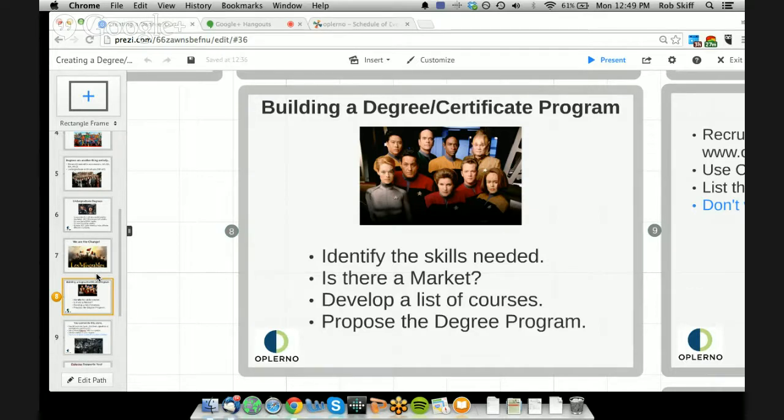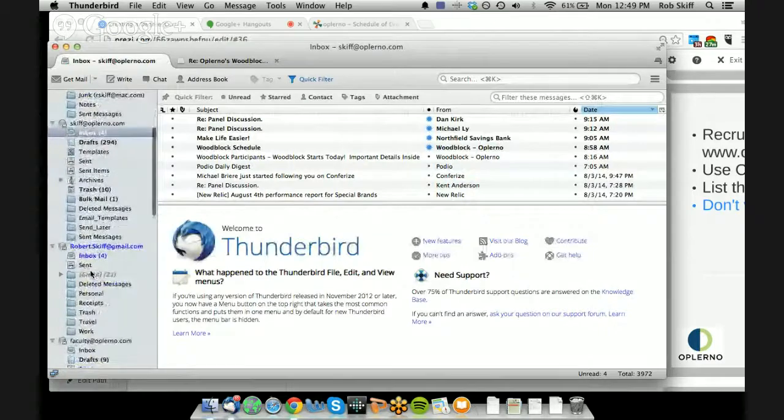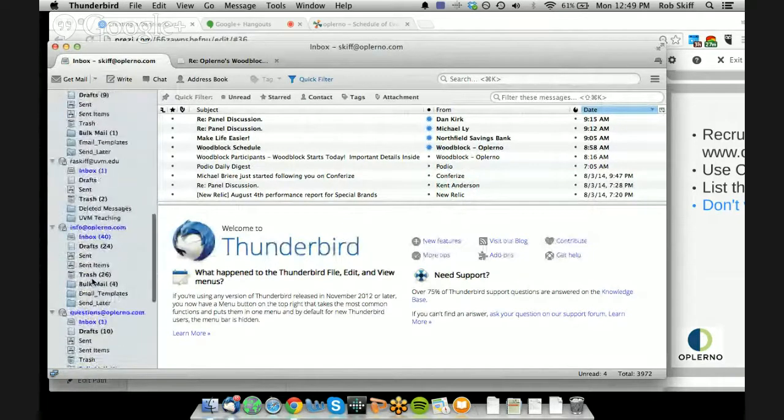So you go to the third step, develop a list of courses. Develop a list of courses in succession, okay? If you're talking about a certificate program or a degree program, come up with a fuller list, but it doesn't have to be 60 classes. Remember, what we're talking about is that half are going to be general education and half are going to be specialized courses.